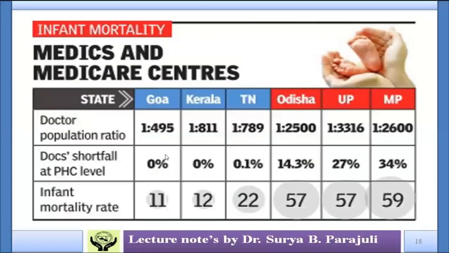Now let me give one example. You can see the doctor population ratio: Goa, Kerala, Tamil Nadu, Odisha, UP and MP. You can see the doctor population ratio 1:495, up to 1:811. So it's increasing. As the doctor population ratio increases, now it's more analytical.